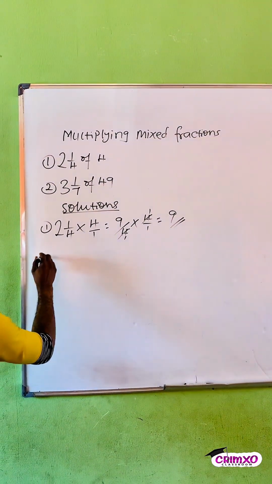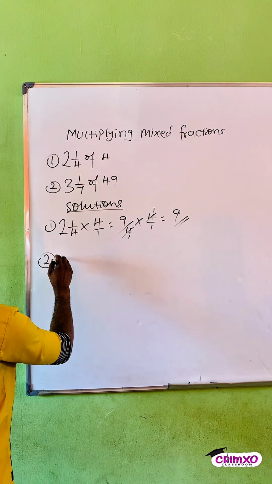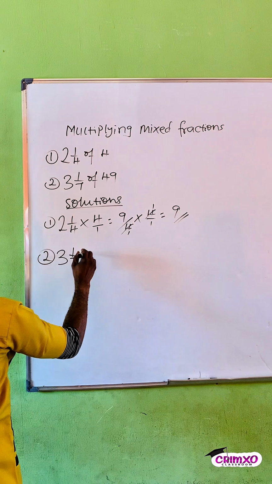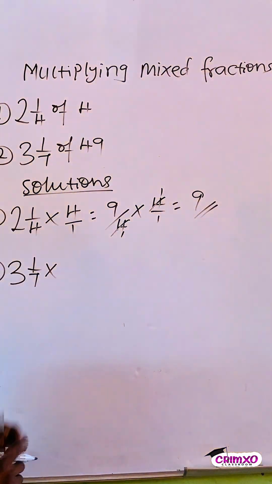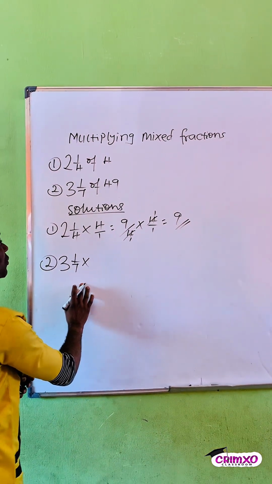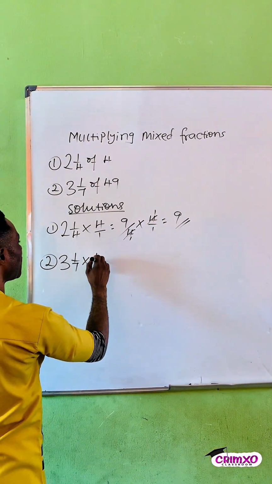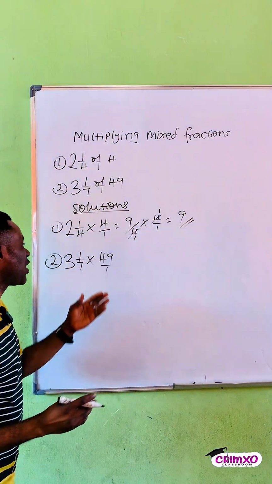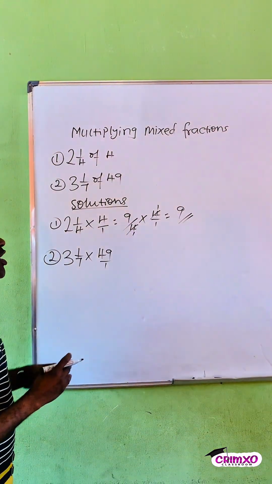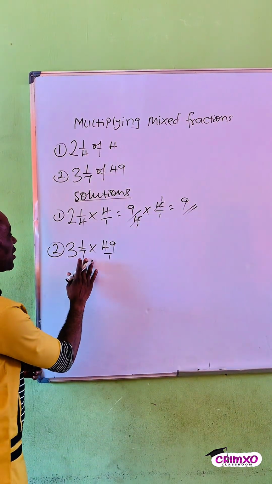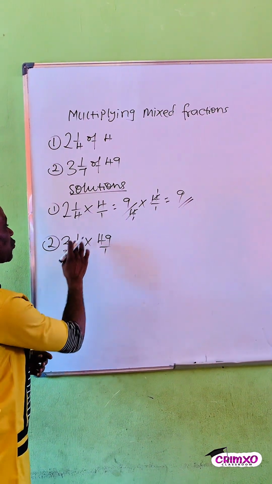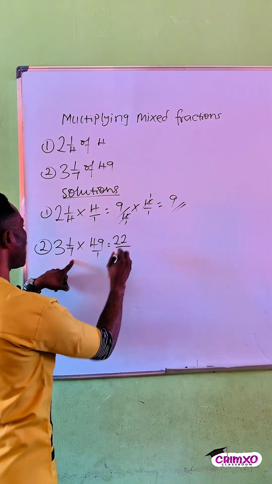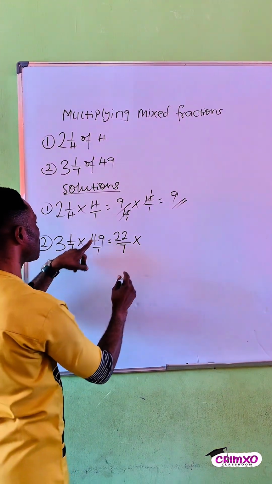So looking at number 2, in number 2 we have 3 whole number 1 over 7 of 49, and "of" changes to a multiplication sign. So 3 whole number 1 over 7 times 49. Now you can make 49 over 1. The next thing to do here is change this mixed fraction to an improper fraction. So we have 7 times 3 is 21. 21 plus 1 will give us 22 over 7. Then times 49.